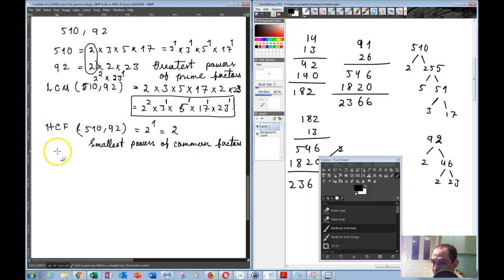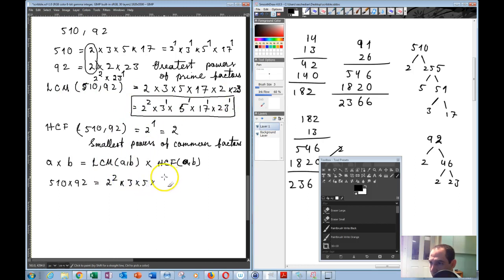So then we said that if you take the two numbers as A and B, the product of those two numbers is going to be equal to the LCM of those two numbers times the HCF of those two numbers. Okay, and so the numbers were 510 and 92, and the LCM was 2 raised to the power 2 times 3 times 5 times 17 times 23, and the HCF was 2.